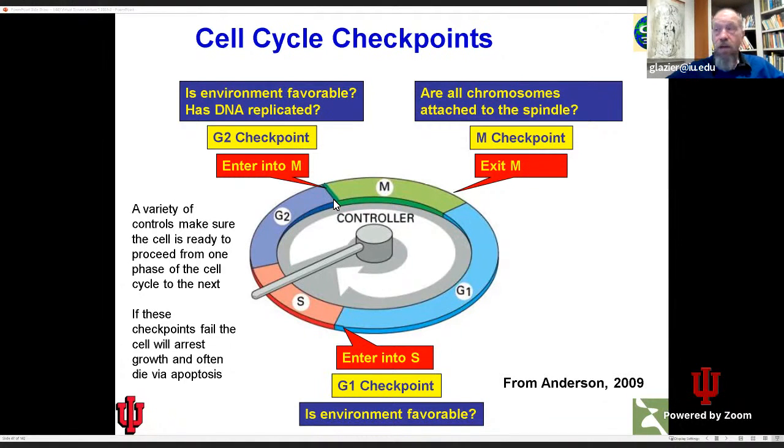M, am I going to divide or not? And the exit for M, have I actually divided successfully or not? Typically, if the checkpoint fails, one of two things will happen. Either the cell arrests, so the cell cycle stops but the cell survives, or more commonly, it'll trigger apoptosis, the cell will die. It'll say something went wrong and I want to die.